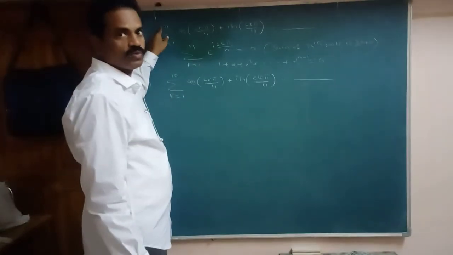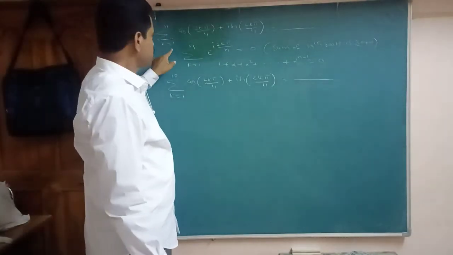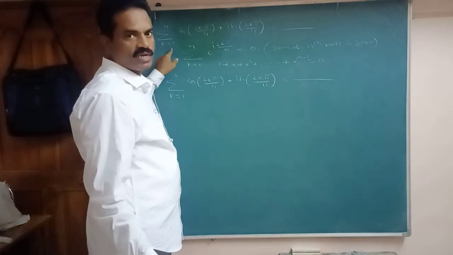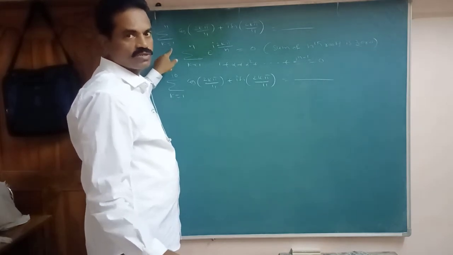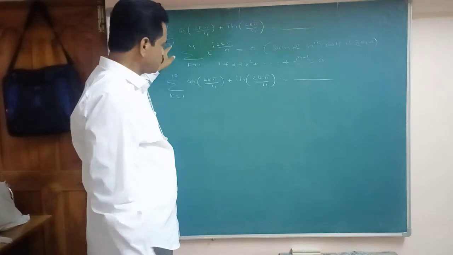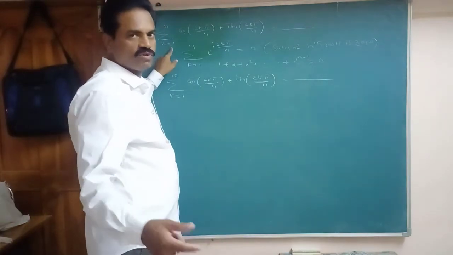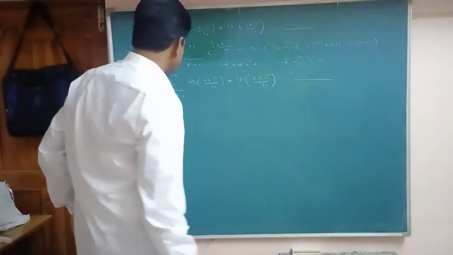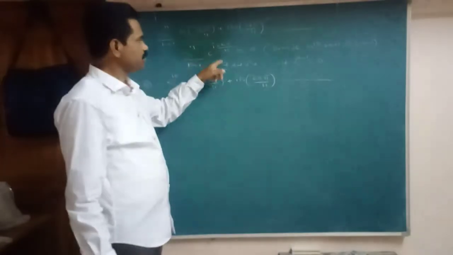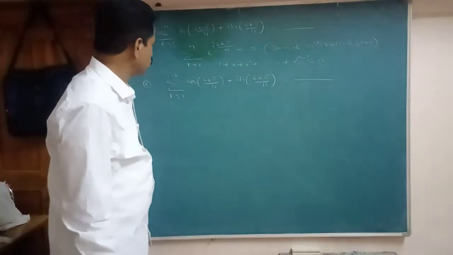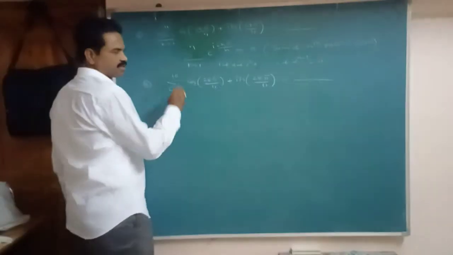Suppose here k equal to 1 means you have to take n: 1, 2, 3, so on n. If it starts from 0, we can take 0, 1, so on n minus 1. If it starts from 2, you take 2, 3, 4, so on n plus 1. So here k equal to 1 to n, the sum of the nth roots is 0. But here it is 10.